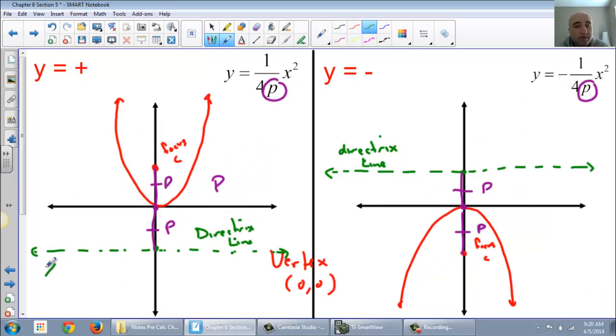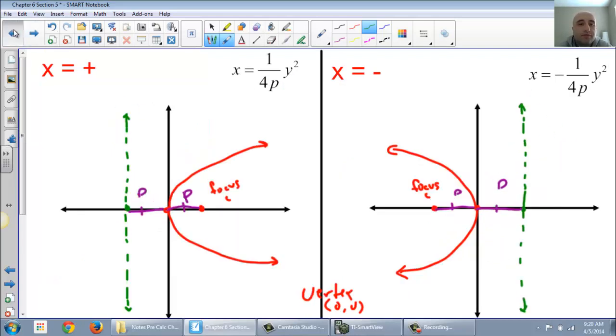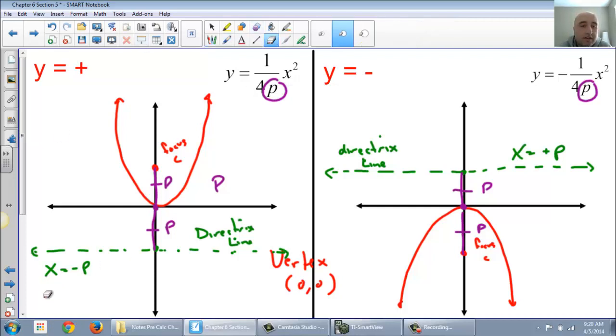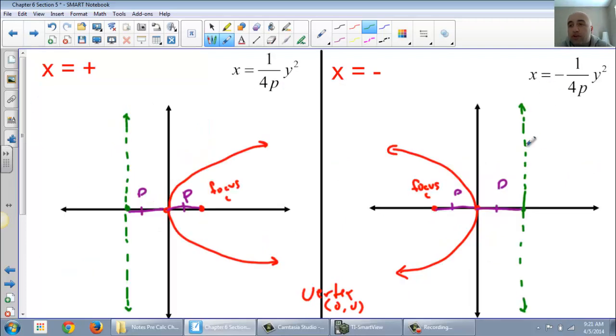Okay, so the equation for this one will be x equals negative P, because it's down below. This one will be x equals a positive P. Okay, these, oops, sorry, that is a mistake. These should be y equals, not x equals. So let me put that in here. So this one is y equals a positive P, and this one is y equals a negative P. Remember, horizontal lines start with y equals. The two vertical ones are going to be x equals a positive P, and this one will be x equals a negative P.